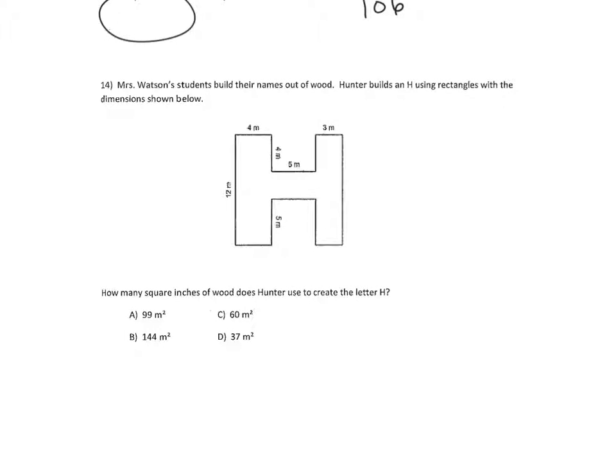Number 14, Mrs. Watson's students build their names out of wood. Hunter builds an H using rectangles with the dimensions below. So 2 different ways you can do this. You could imagine this being one whole square and you have 2 cutouts. Or you can imagine it as being 3 rectangles.